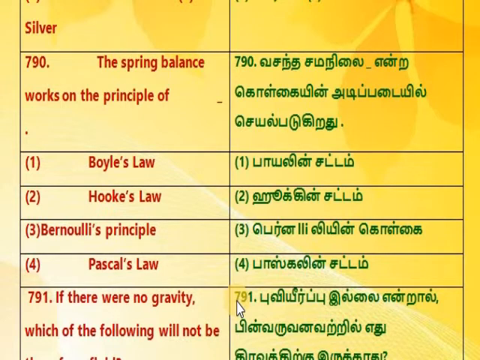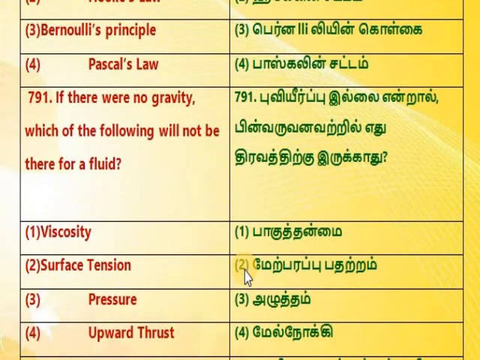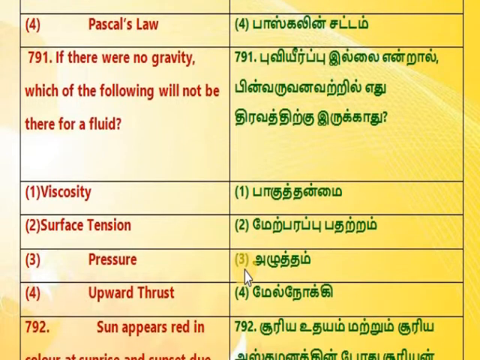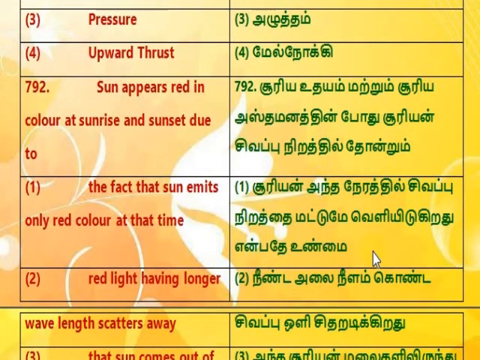790. The spring balance works on the principle of _. 1. Boyle's law, 2. Hooke's law, 3. Bernoulli's principle, 4. Pascal's law. 791. If there were no gravity, which of the following will not be there for a fluid? 1. Viscosity, 2. Surface tension, 3. Pressure, 4. Upward thrust.